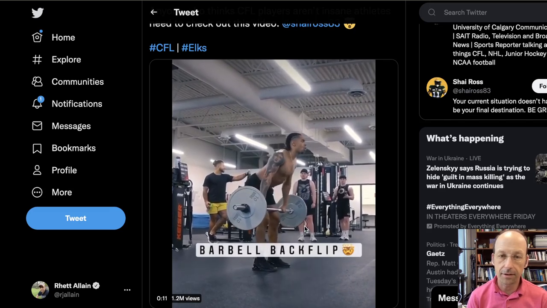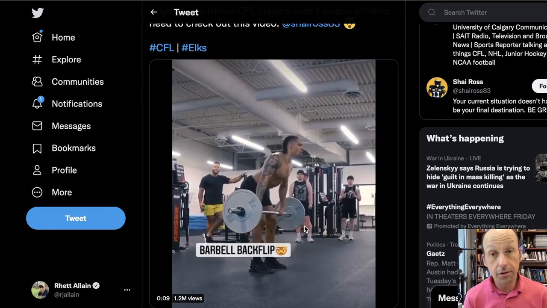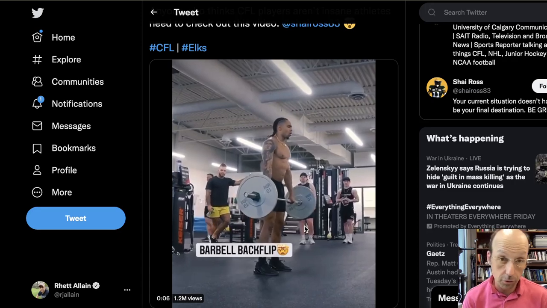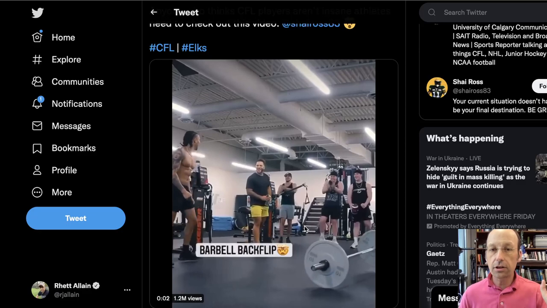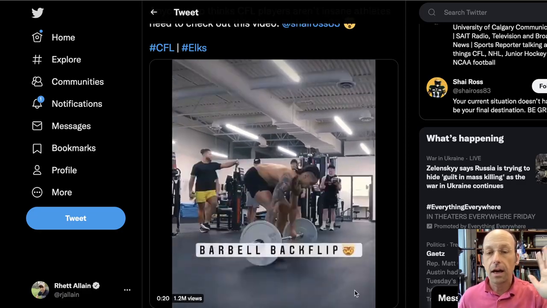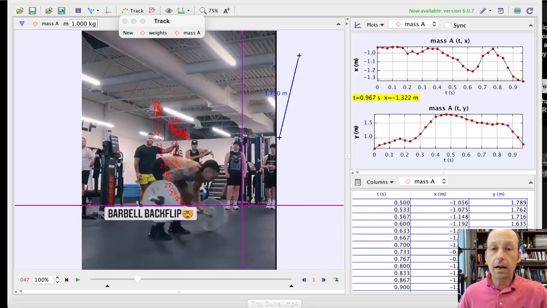Barbell backflip. It says that right there. And I do know something about backflips. I can't do a backflip, but I have two daughters that both can do that. So, okay, awesome. Let's just go ahead. And I'm thinking about this. I want to analyze. Actually, I've already kind of got a head start on this.